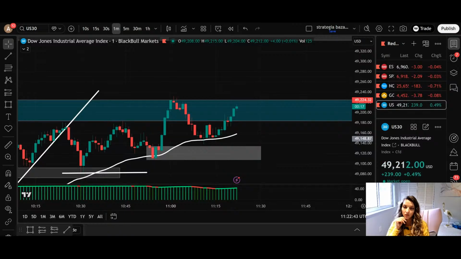It closed to a 2-hour supply zone, so I'm moving my stop loss to lock in some gains. Okay. Nothing.